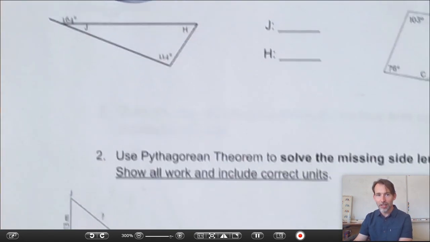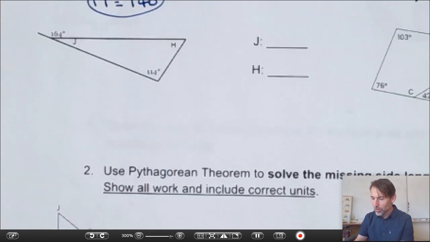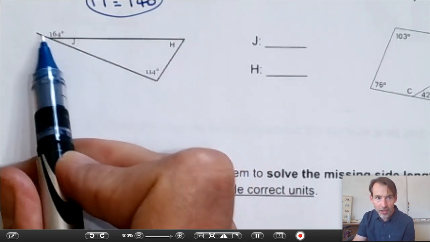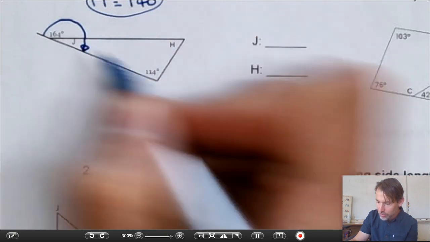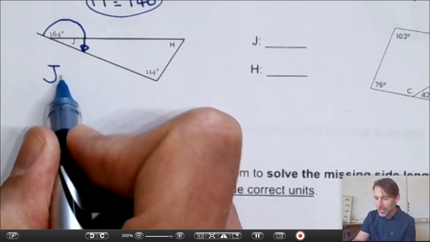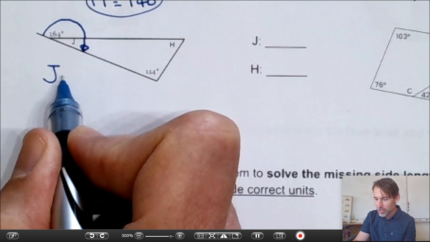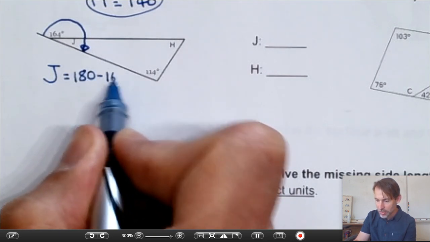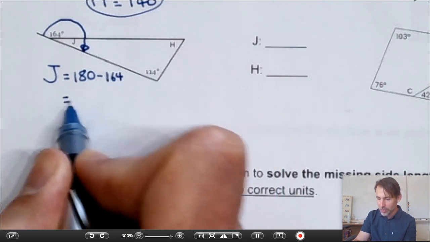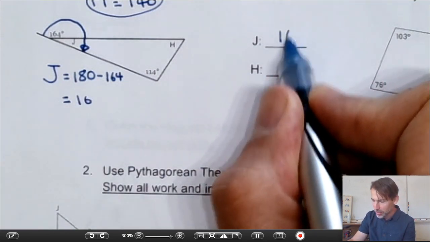Now over here, this one, we're looking for J over here. That's 164. So if I go this way, that's 180. So J plus 164 is 180. So J is equal to 180 minus 164. So that means J is equal to 16 degrees.